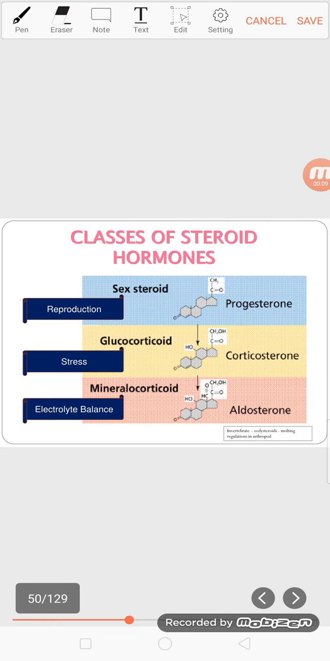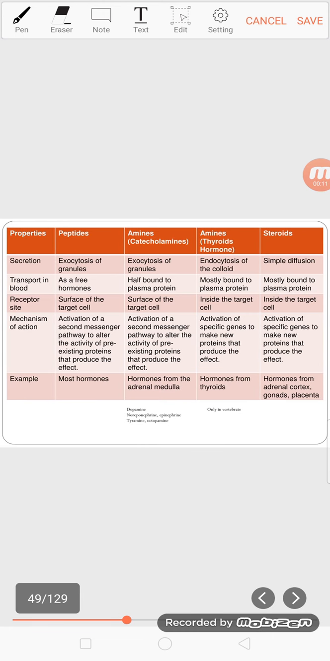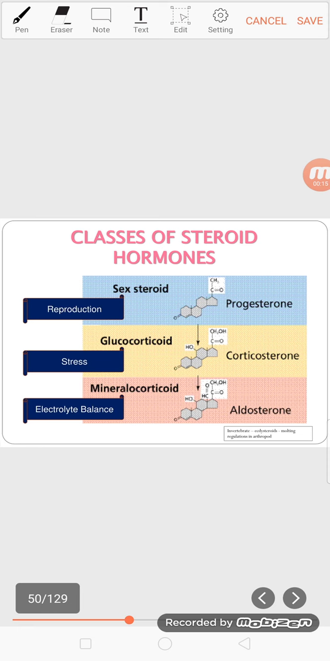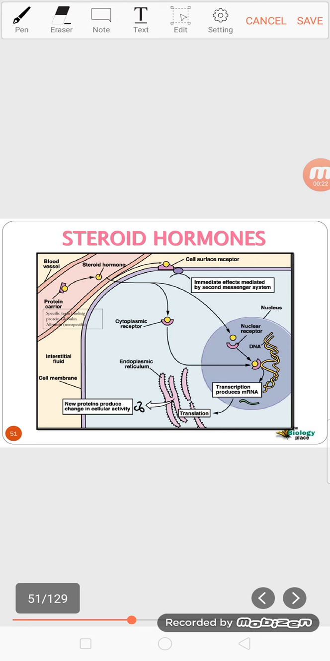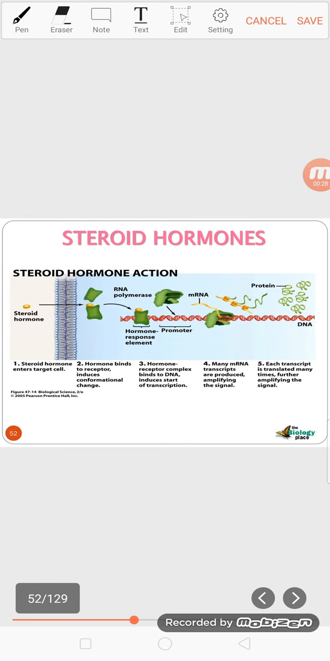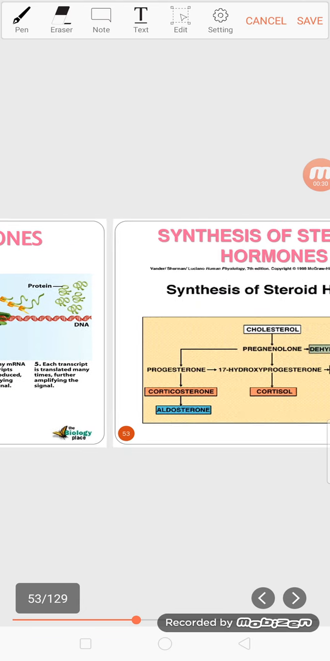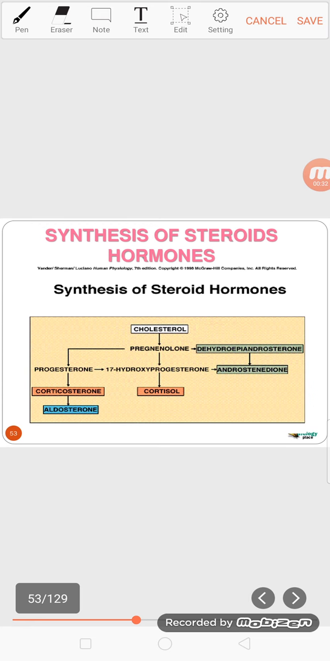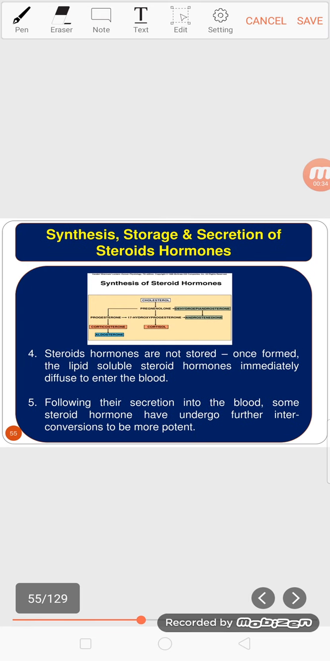Okay, last time we stopped at the classes of hormones, right? So we have 4 types of hormones. We already covered the steroid hormones. What are the classes of steroid hormones? How steroid hormones do their actions, and how steroid hormones are synthesized, where the precursor is cholesterol, etc.